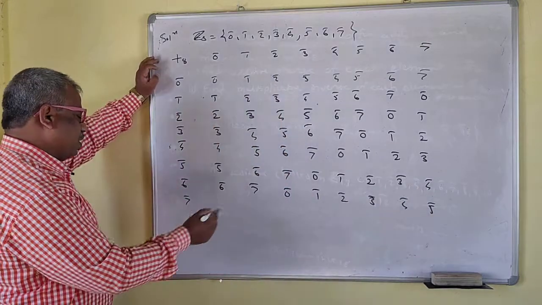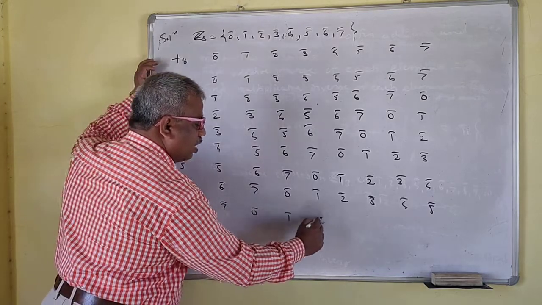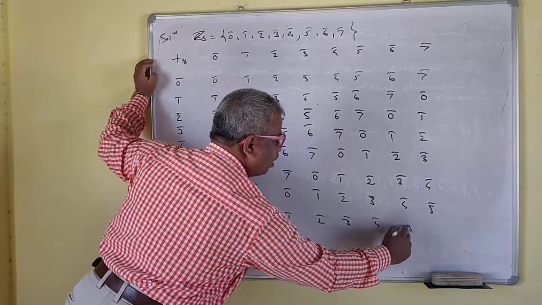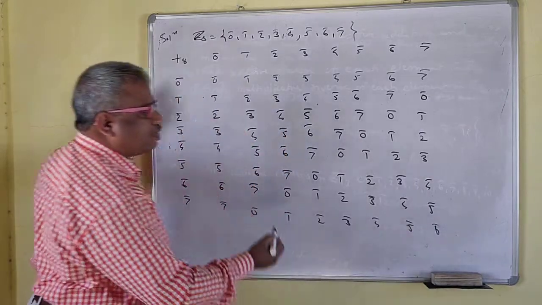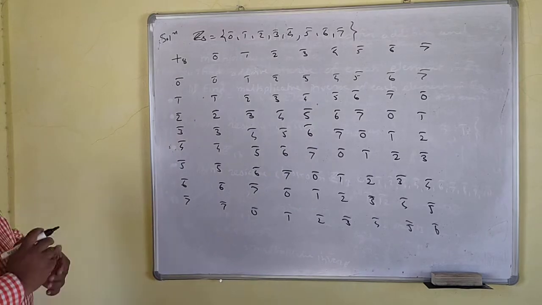For addition, no problem. We can write this. Okay. So 7 bar. Then this is what? 0 bar, 1 bar, 2 bar, 3 bar, 4 bar, 5 bar, 6 bar. Yesterday I have seen this. Okay. Now I have to write the additive inverses of each now.